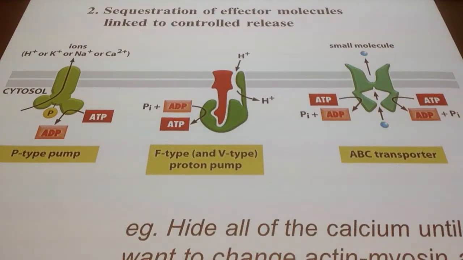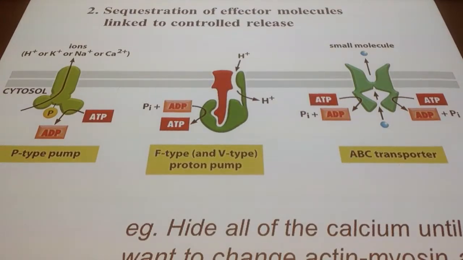What is sequestration? We hear this in politics, right? What is to sequester? To hold back, to store. That's what sequestration is: to store. So sequestration of effector molecules, meaning regulatory molecules. A lot of effector molecules are metal ions. So in a way, if you were talking about metal ions, we would say that sequestration of metal ions can be useful in the activation of proteins. Okay? How does that happen?